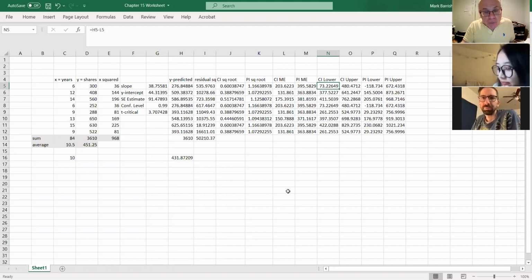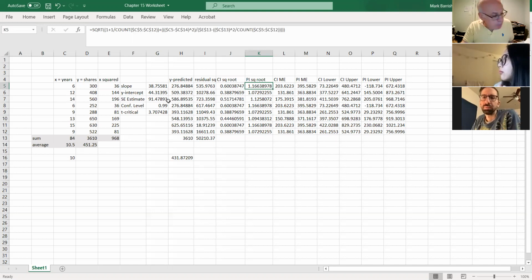So what I did in the spreadsheet was I calculated the square roots first. I did it for here, and then I just copied it over and added 1 inside the square root to give me the square root for the prediction interval. And by the way, this number times the standard error of the estimate would be the standard error for the prediction interval.